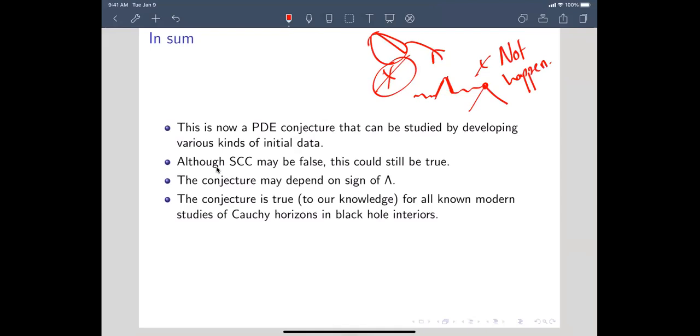And the nice thing about this conjecture, by the way, is that you can now study it from the PDE point of view. Moreover, to my knowledge, every PDE study of strong cosmic censorship that I'm aware of satisfies this conjecture. So whenever there's a Cauchy horizon, it always hugs future null infinity. Namely, it's always out here and not just deep inside. That's it. Thank you.